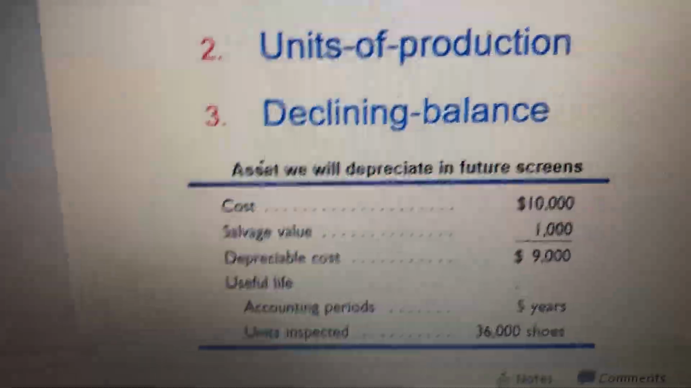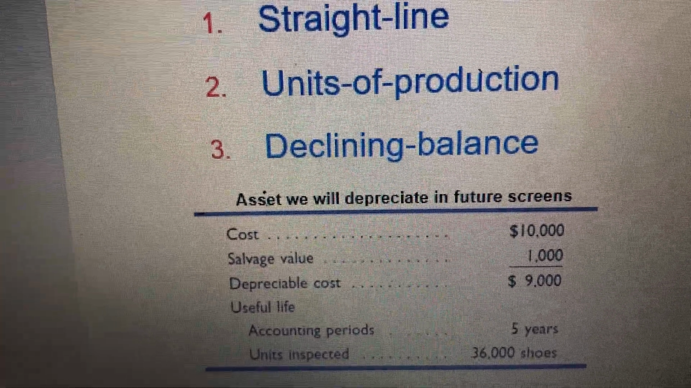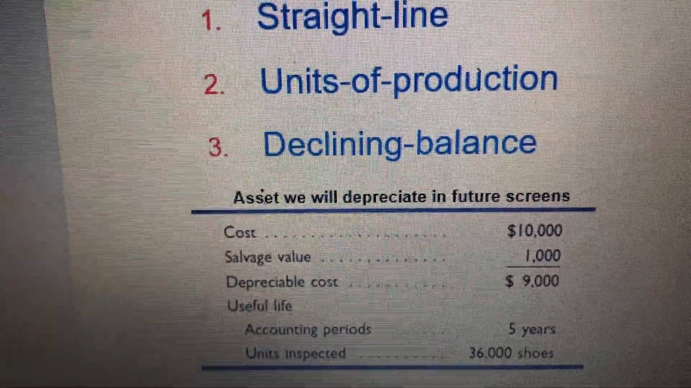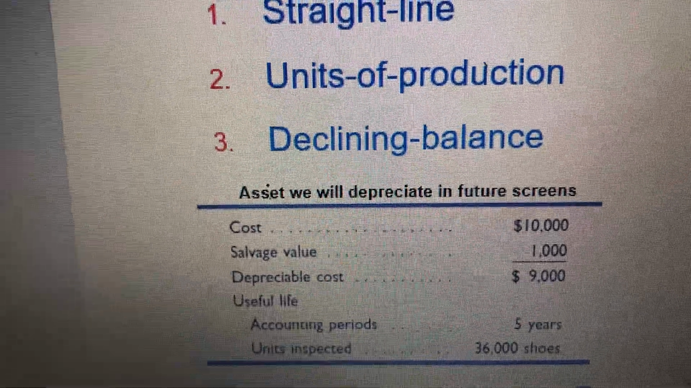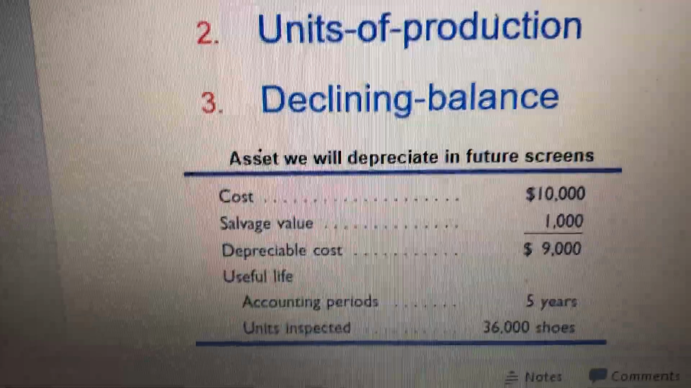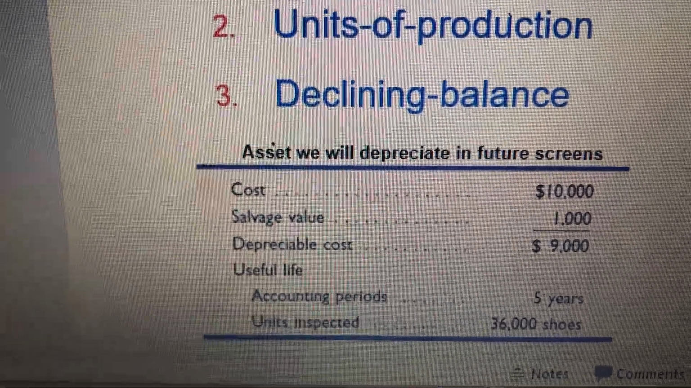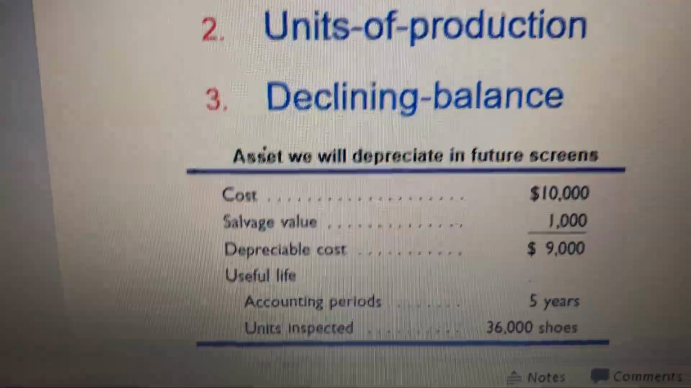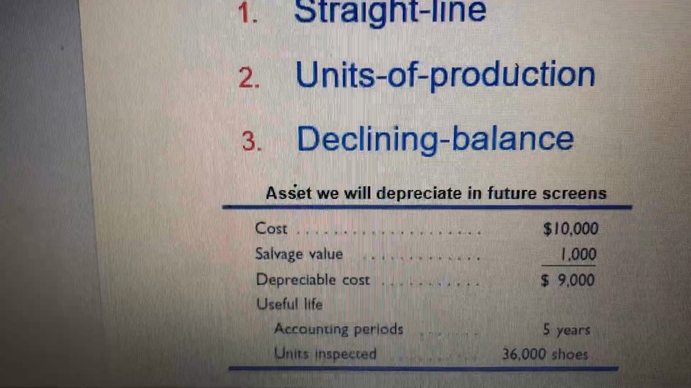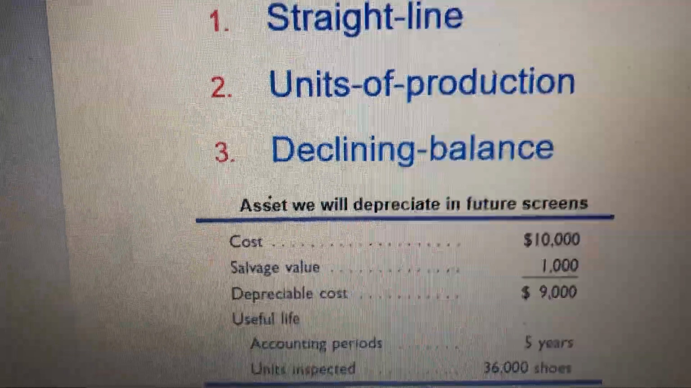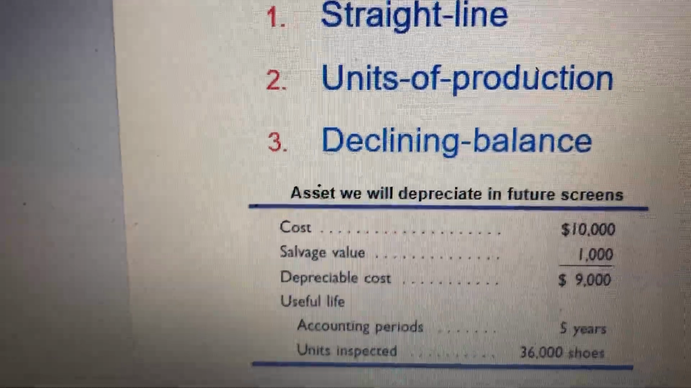The problem that we have talks about the cost of this asset being $10,000. We expect to be able to sell it or scrap it for $1,000. That's your salvage value at the end of the useful life. We want to use it for 5 years. Now, if we're looking at units of production, this is a piece of equipment that's going to make 36,000 shoes. Okay, so that would be 18,000 pairs. That particular measure is only used in number 2 here.